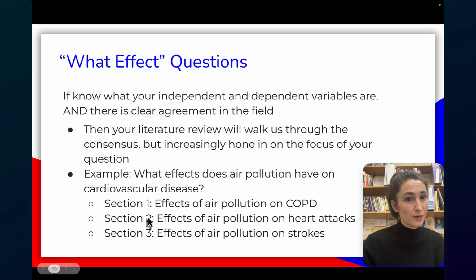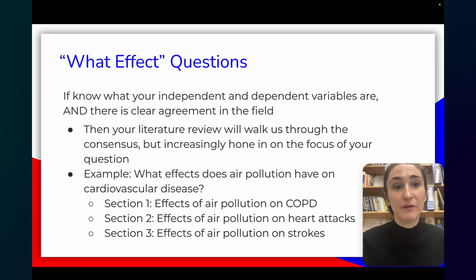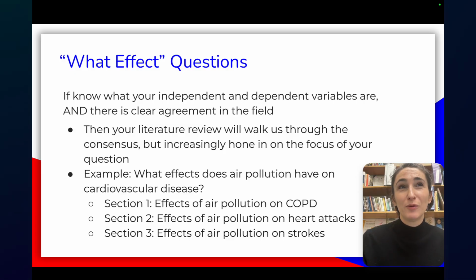Now, the next option is if you know what your independent and dependent variables are and there is clear agreement in the field, then your literature review is probably going to walk us through that consensus, but increasingly hone in on the focus of that question. Okay, so what effect does air pollution have on cardiovascular disease? I'm sure you all know air pollution is bad for your body. I don't think that is a mystery in science. The consensus is quite clear. Air pollution, bad.